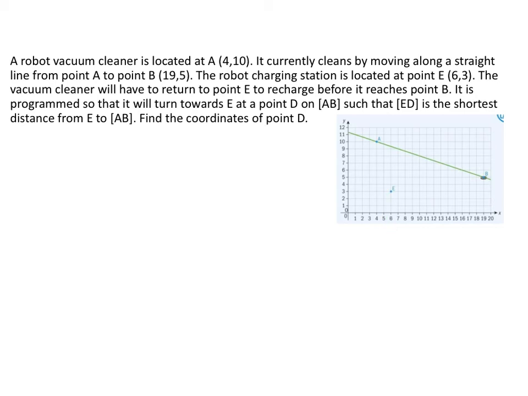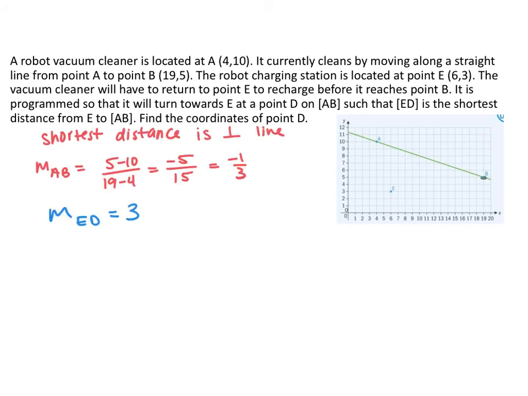So you're looking for the shortest distance from point E to this line AB. Find the coordinates of D, where it's actually going to turn and come towards point E. Pause the video and try that. Just a reminder, the shortest distance from a point to a line is through the perpendicular.